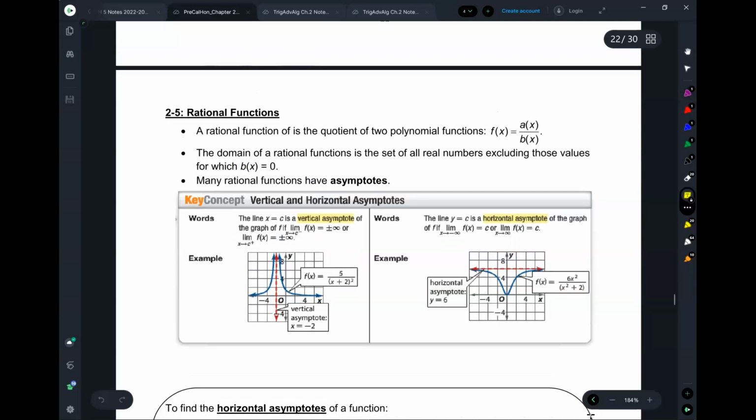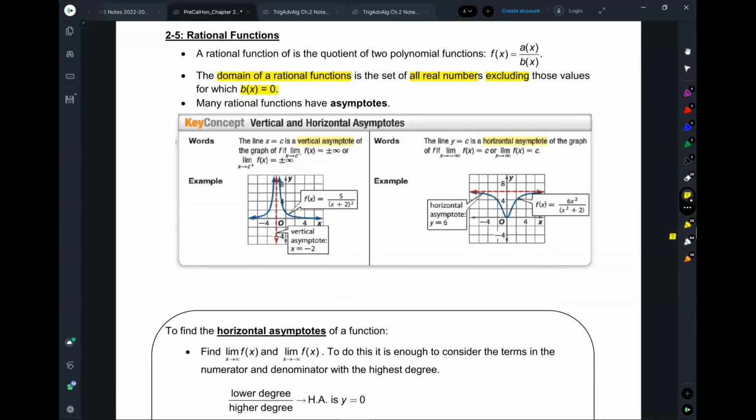The domain of rational functions is all numbers except whatever values make the denominator 0, okay? So all real numbers excluding the ones for which the denominator is 0. A characteristic of rational functions is that many have asymptotes, either vertical, horizontal, or both. So we're going to remind ourselves about vertical and horizontal asymptotes today.